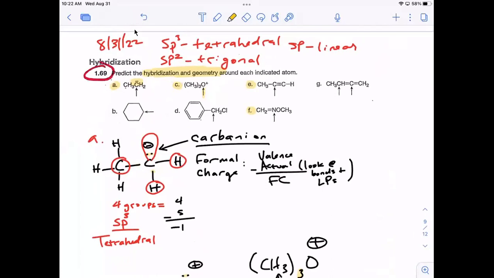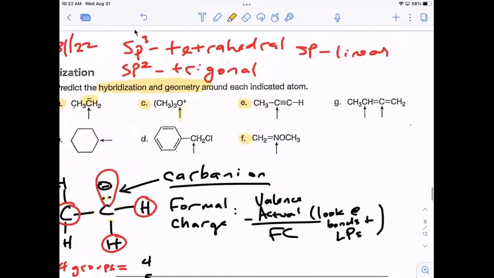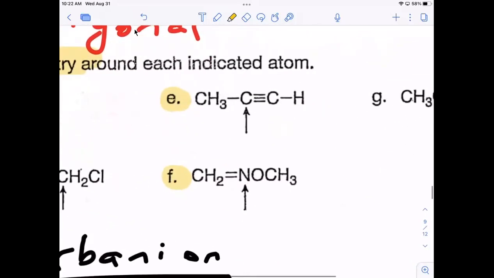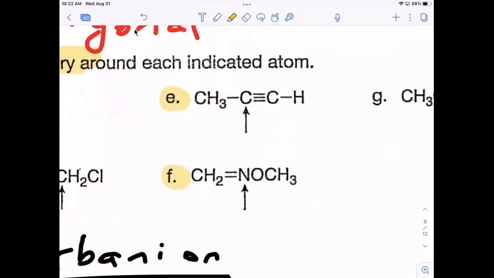All right, let's do E. There's no charge, so we don't have to worry about that. What is the hybridization state on E, and how do you know? How do we tell? There's a couple of ways we can tell.